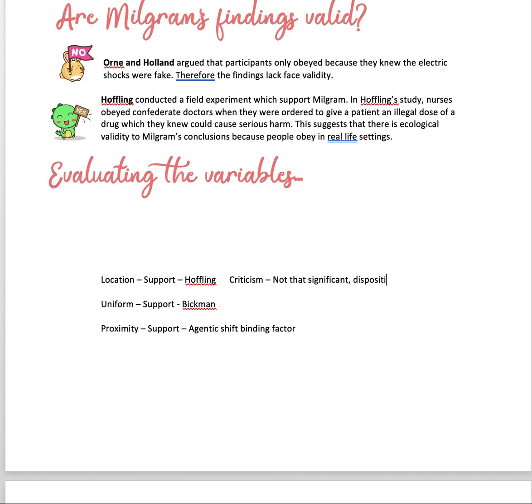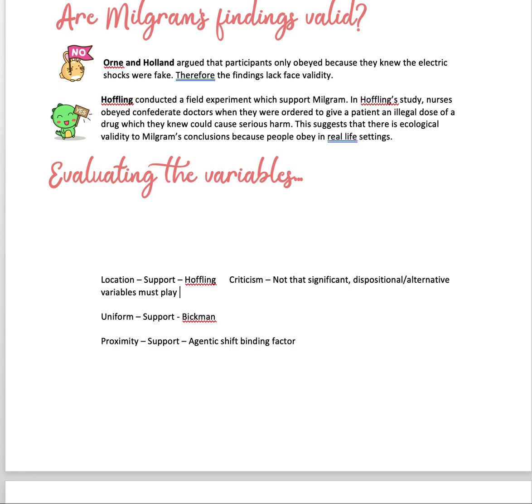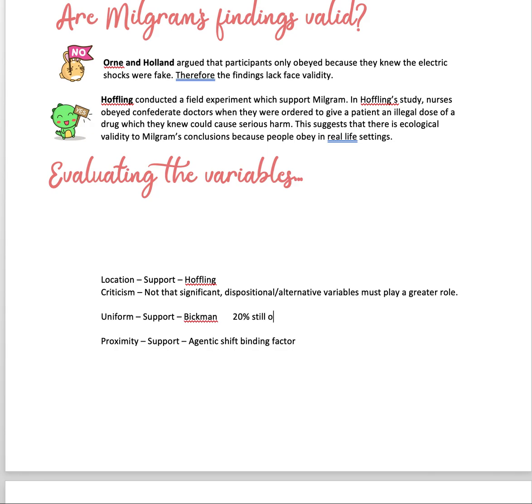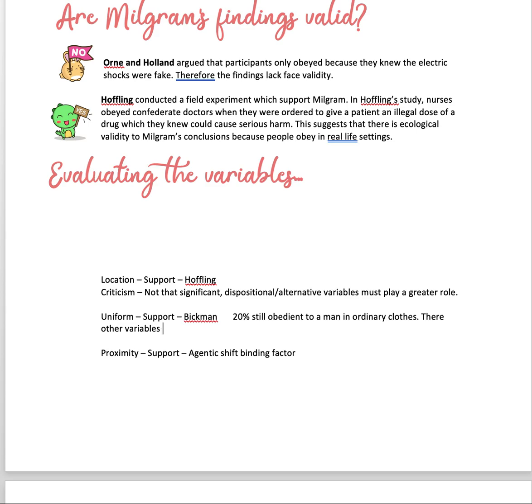So then that means dispositional or alternative variables must play a greater role. And then this one, obviously, uniform is the most significant. It dropped all the way to 20, but you could say that 20% were still obedient to a man in ordinary clothes. So therefore, are the variables? And then again, you can say it could be dispositional factors.